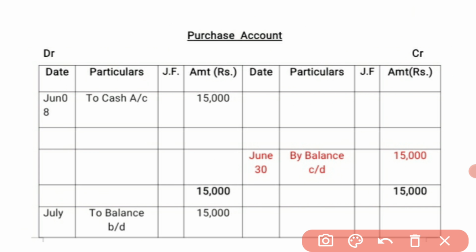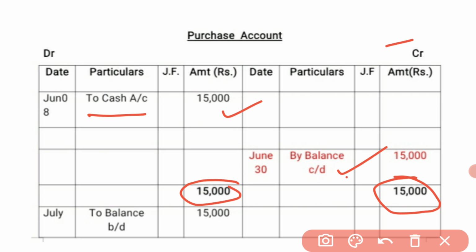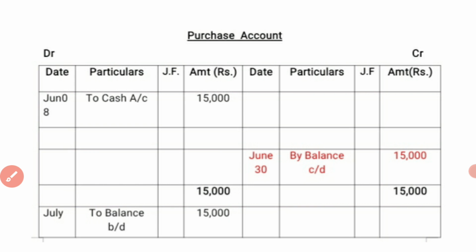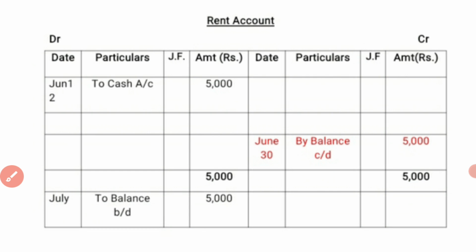So it is also shown in the debit side to cash account 15,000. Total 15,000. There is no any transactions related to credit side. So you have to write by balance carried on 15,000, then total will be 15,000. So this amount is to be brought down to the next month 15,000. So last account, that is rent account. So rent account debited to cash account.